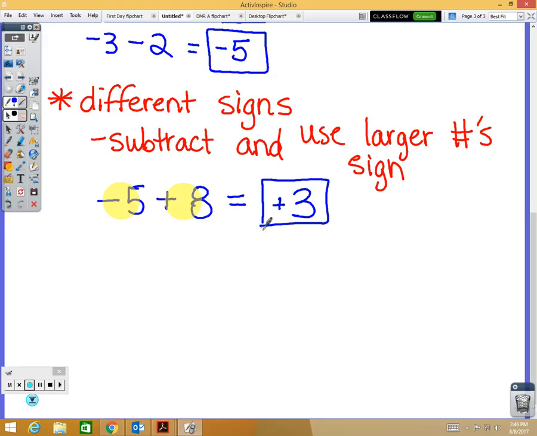So this is going to be a positive 3. Let's do one where we have 10 minus 16. So again, we have a 10 and we have a negative 16. So a positive 10 and a negative 16. Different signs, so we subtract them and get 6. The bigger number is 16, and it's negative, so this is going to be a negative 6.